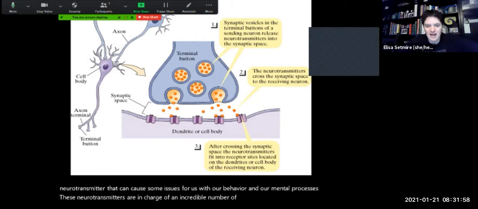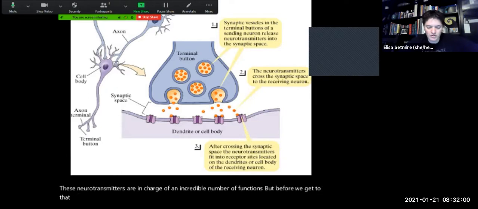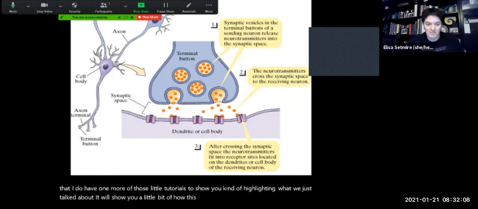But before I get to that, I do have one more of those little tutorials to show you, highlighting what we just talked about. It will show you a little bit of how this process occurs in an animation. So let me bring that up to share with you in hopes that it's helpful.